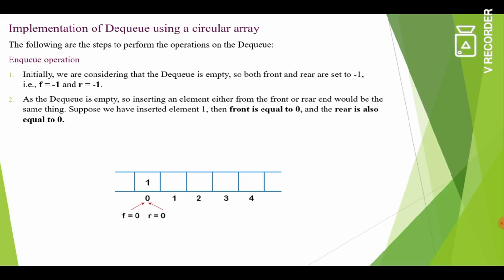Since the DQ is empty, inserting an element either from the front end or from the rear end, both are the same only. For example, we have inserted the element 1. After the insertion, the front should be incremented. It is equal to 0 and the rear is also equal to 0. Both front and rear end point to the same element because we have inserted the element in the empty DQ.